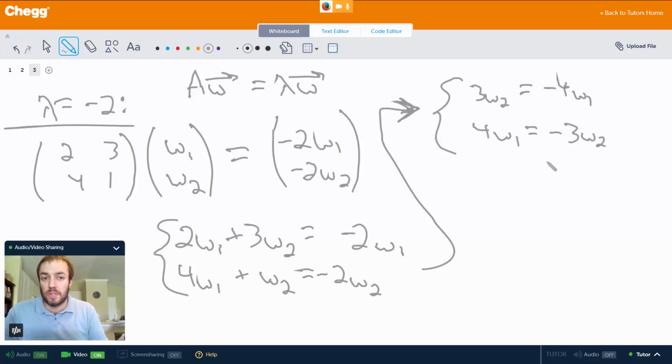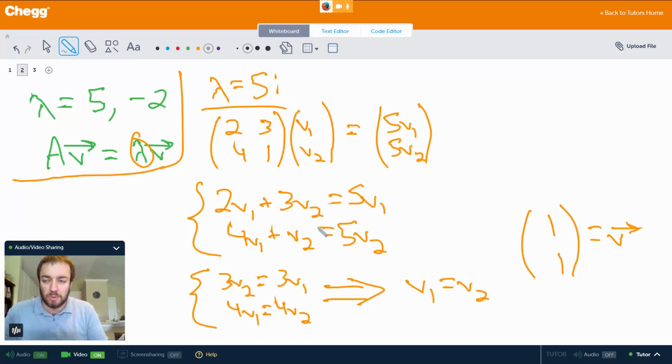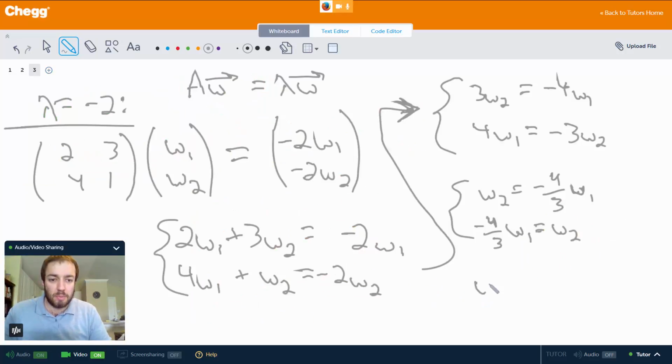So it might not look like it at first glance, but these two equations actually say exactly the same thing. So what we can do on this one is divide both sides by 3, and we get w2 equals -4 thirds w1. And for this one, divide both sides by -3, and we get -4 thirds w1 equals w2. And notice these are exactly the same equation, just with the sides swapped. So again, it's the same kind of thing that happened before, where we ended up with v1 equals v2, but now we have w2 equals -4 thirds times w1.